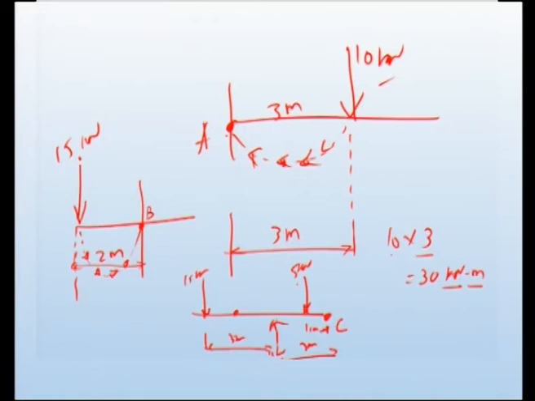We have a 5 kilonewton load acting at a distance of 1 meter from C. Therefore, this will produce an anti-clockwise moment of 5 into 1, so 5 kilonewton meter.